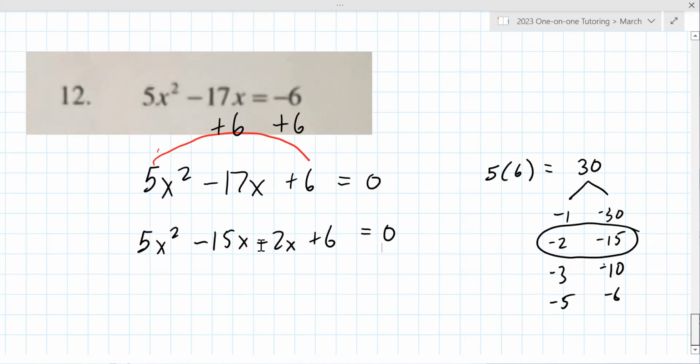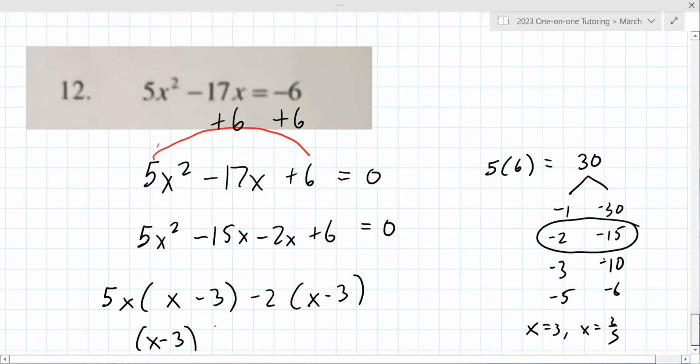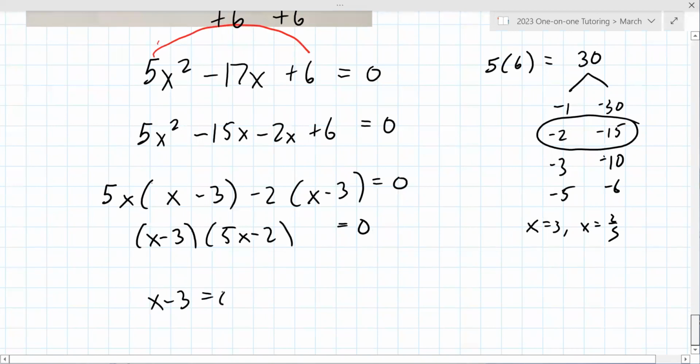I got x equals 3 and x equals 2 over 5. All right, so you should get 5x, x minus 3, and then minus 2. That looks good there. You're going to get x minus 3, 5x minus 2. Set them both equal to 0, and you've got it perfect. X is 3, x is 2/5. Very good.